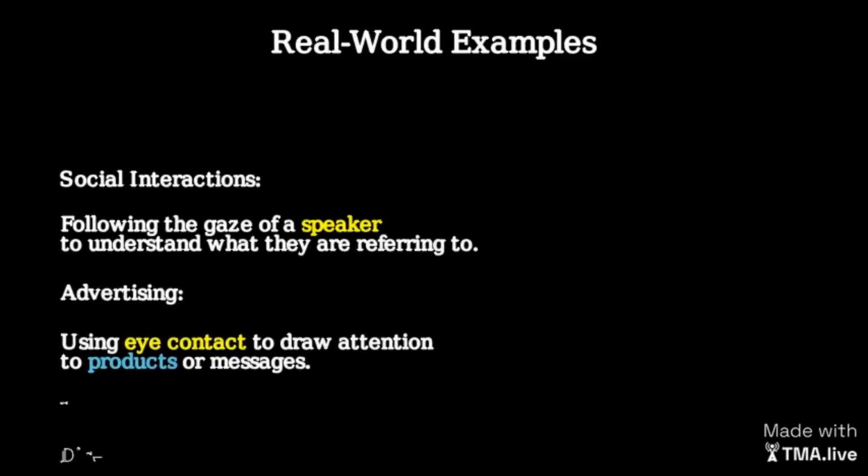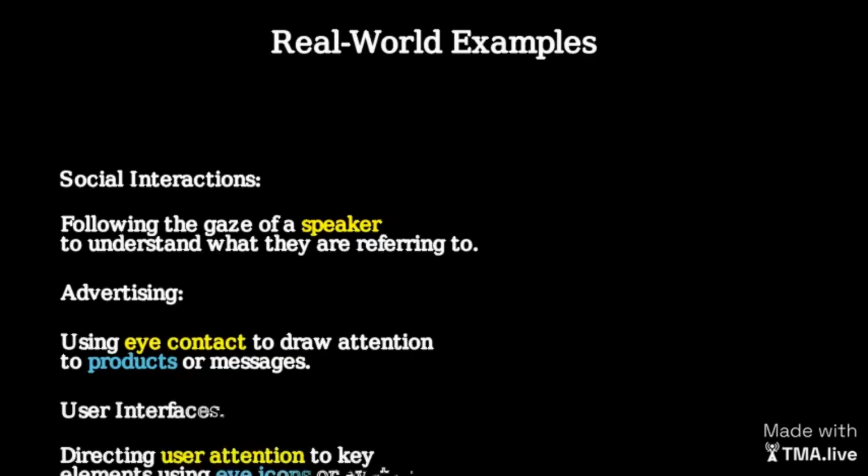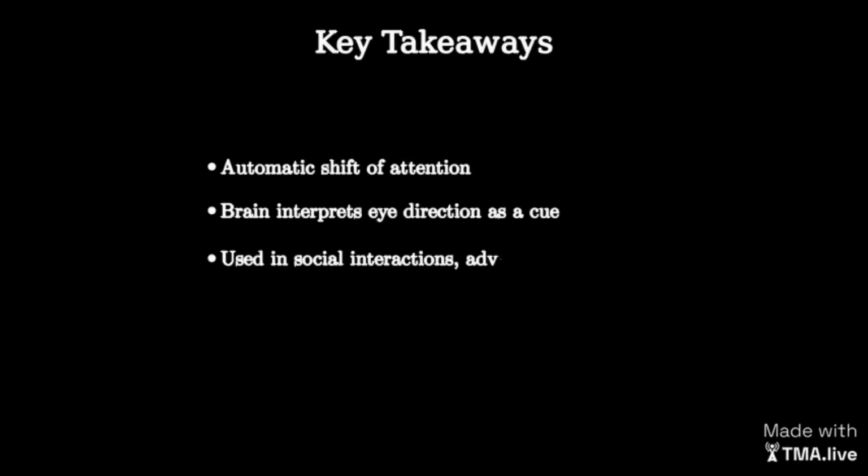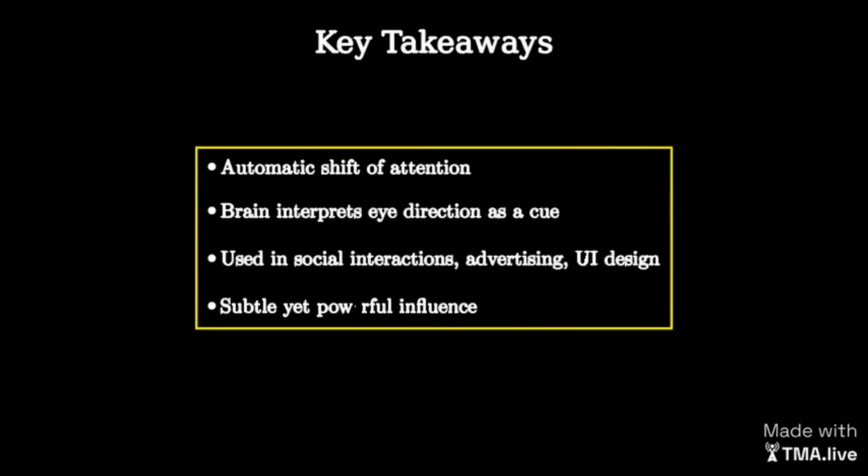The gaze cueing effect has many real-world applications. In social interactions, we use it to understand what others are referring to. In advertising, eye contact is used to draw attention to products or messages. Even in user interfaces, designers use eye icons to direct our attention to key elements. In summary, the gaze cueing effect is an automatic shift of attention.